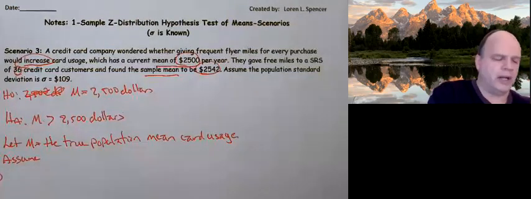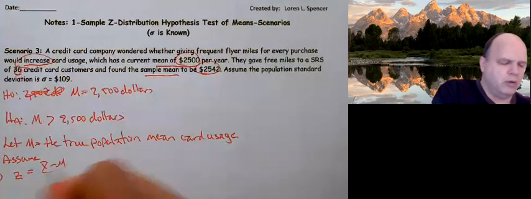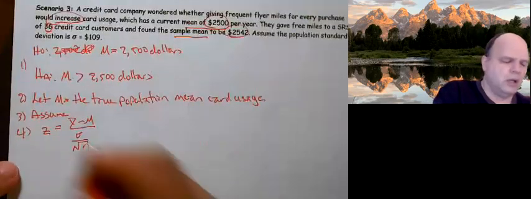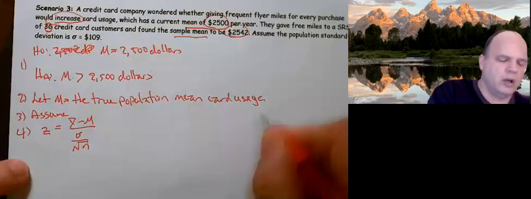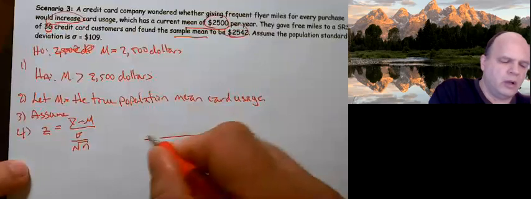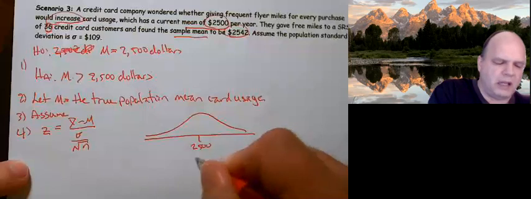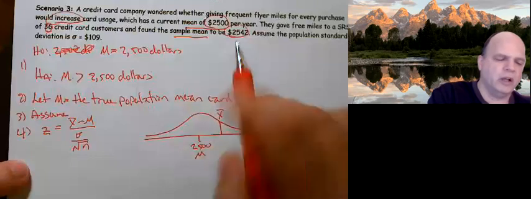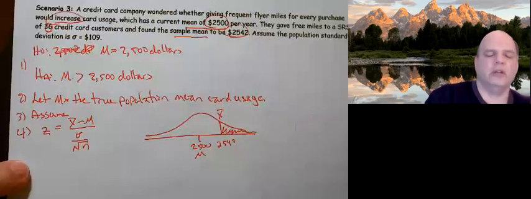Number four, write the equation: Z equals x bar minus mu over sigma divided by the square root of n. Number five says draw the graph and shade. Over time it's been 2,500, that's the mean, and we're always centered on the mean. But then we got a sample value above it, 2542, so we can shade up and to the right, to positive infinity.